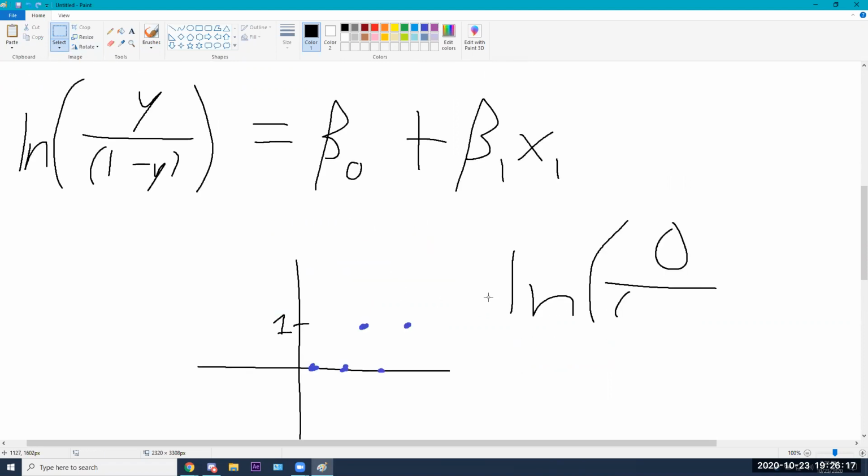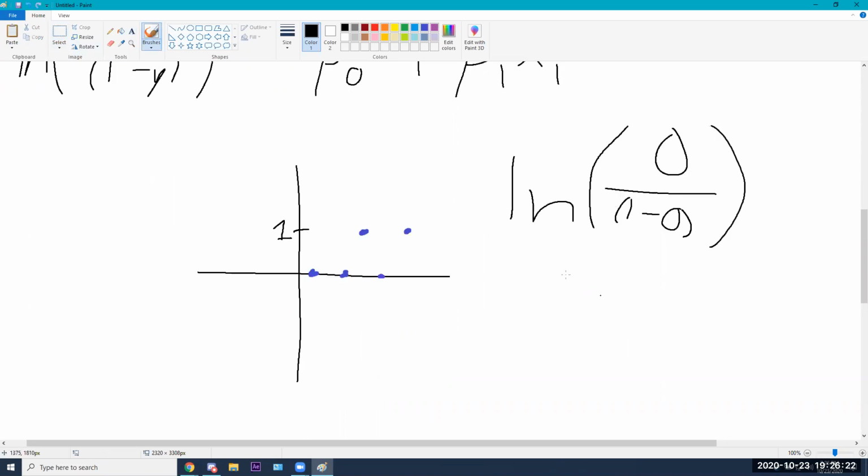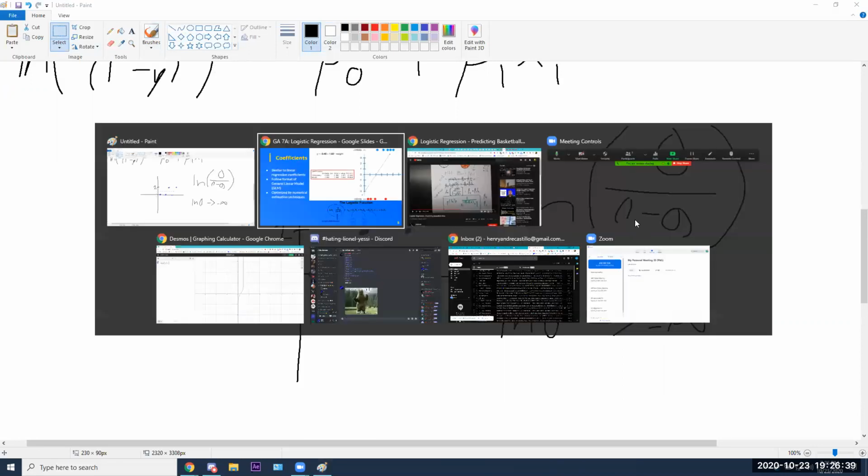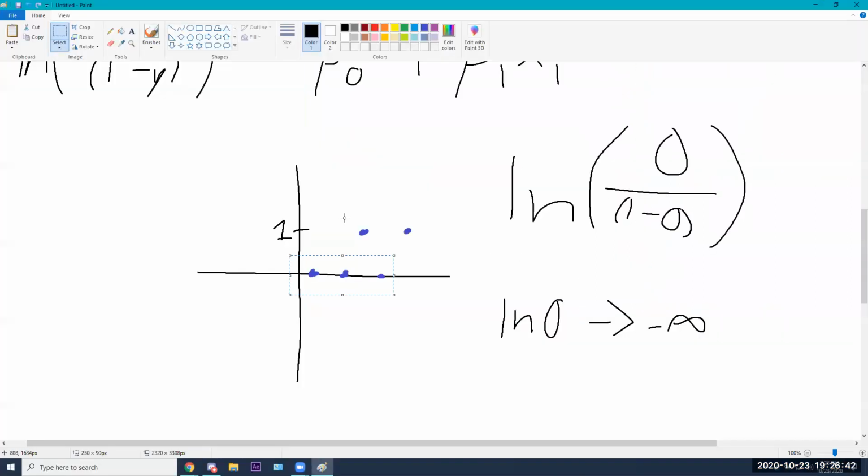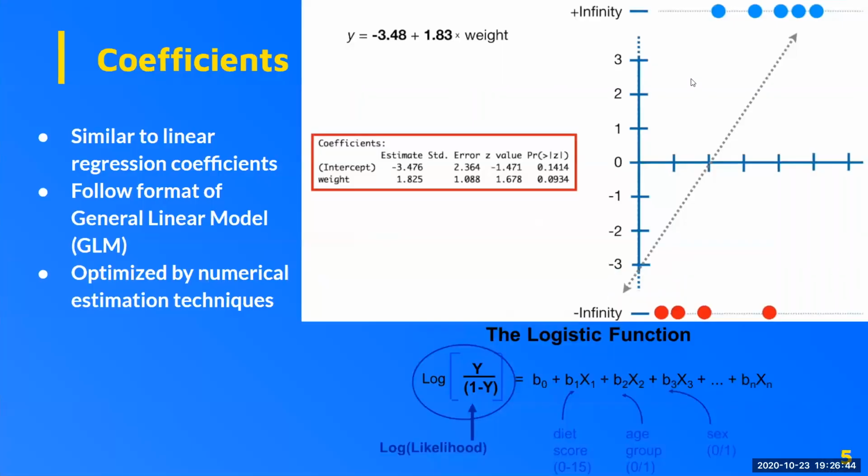And so when we look at these zeros, we get 0 over 1 minus 0. And again, we can see that ln of 0 minus ln of 1. Ln of 1 is just 0, and ln of 0 approaches negative infinity. And so you can see these bottom values within our logit scale actually approach negative infinity, and these positive values within our logit scale approach positive infinity. And that's why they look like this in the graph. You have them at the very top and bottom.